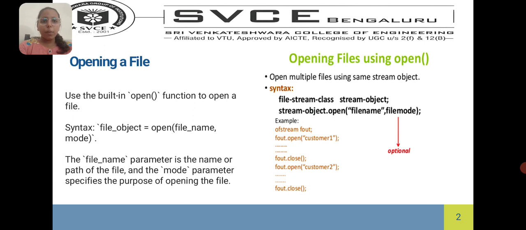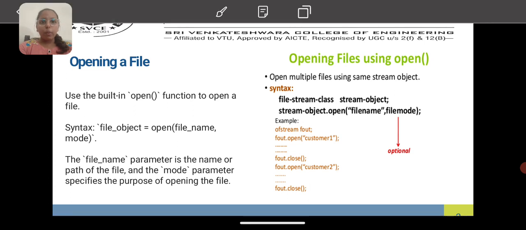Use the built-in open() function to open a file. The syntax used is file_object = open(file_name, mode). The file_name parameter is the name or the path of the file, and the mode parameter specifies the purpose of opening the file. Here are the given examples to open the file.